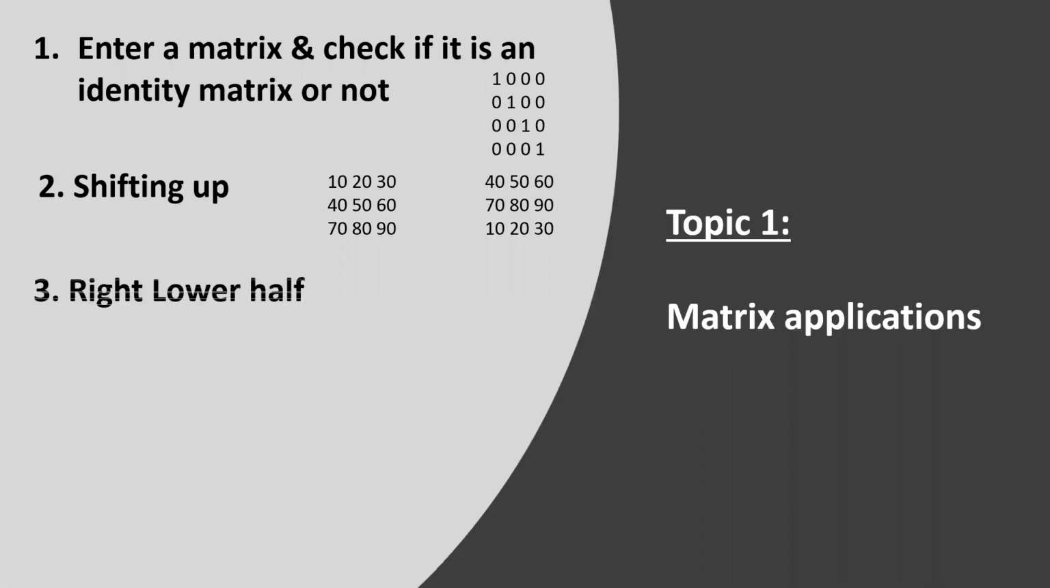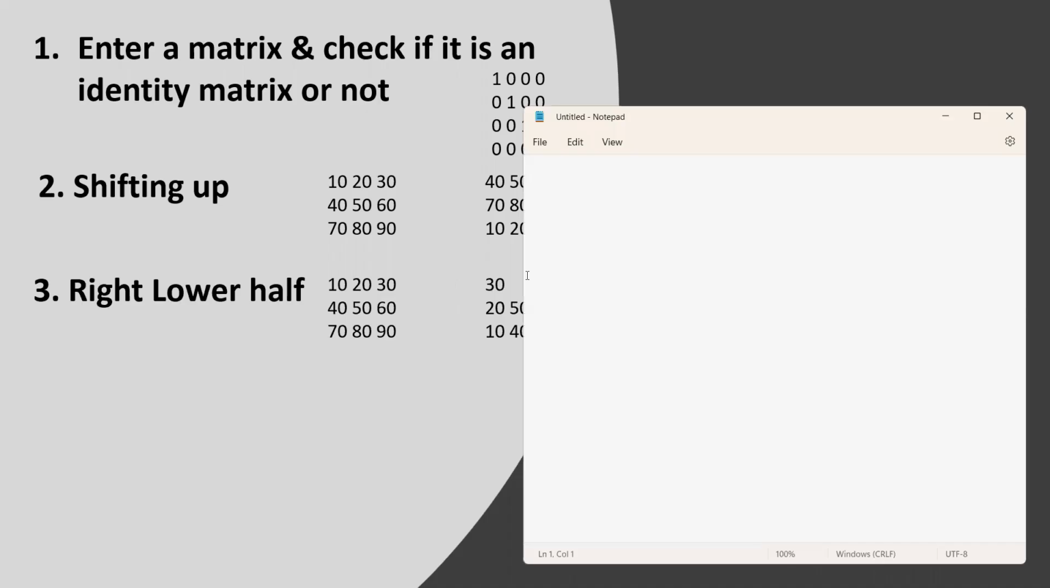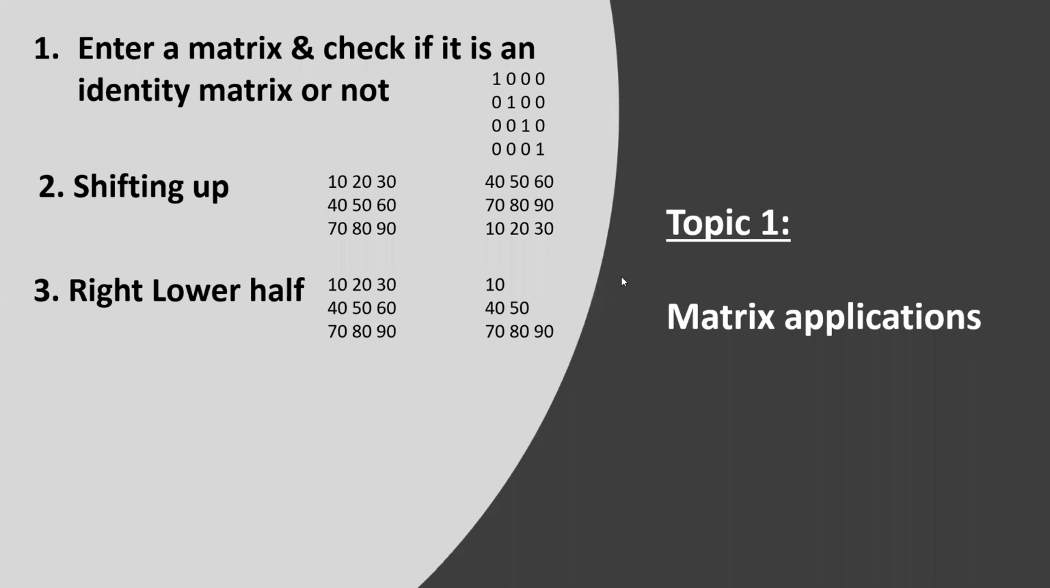So if I proceed now, like right lower half, what does that mean? Suppose anyone has given something like 10, 20, 30, 40, 50, 60, 70, 80, 90, and you just need to print, okay, I think that is wrongly written. The example is wrong. So let me correct it. Yeah, so I have changed the value. So it looked like something like this. 10, 40, 50, 70, 80, 90. So the lower left half.